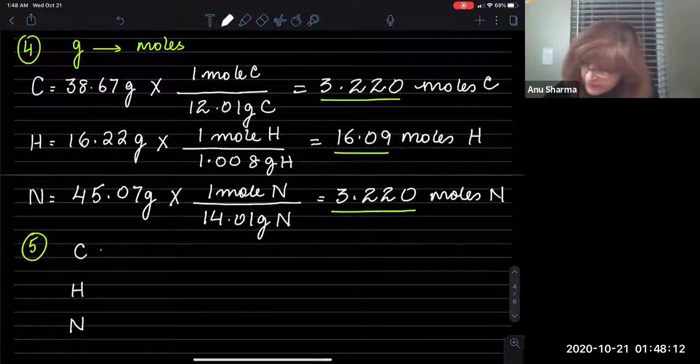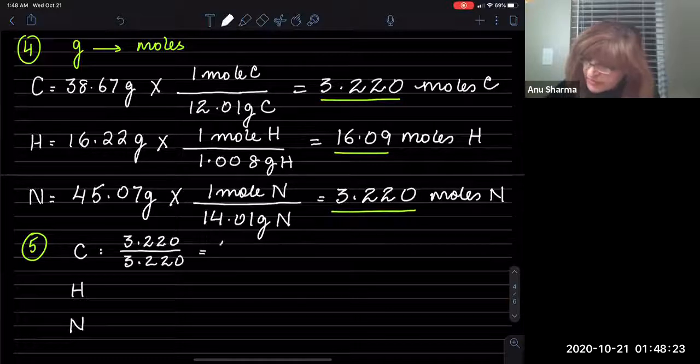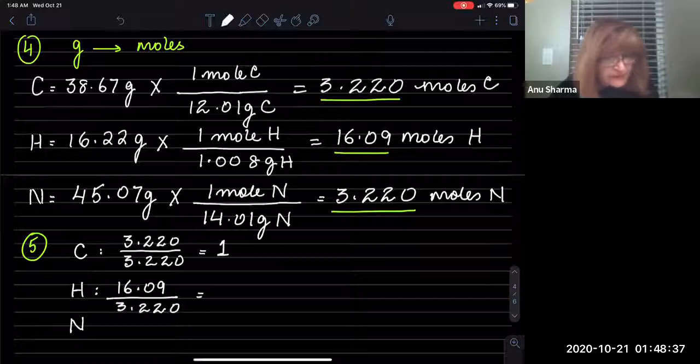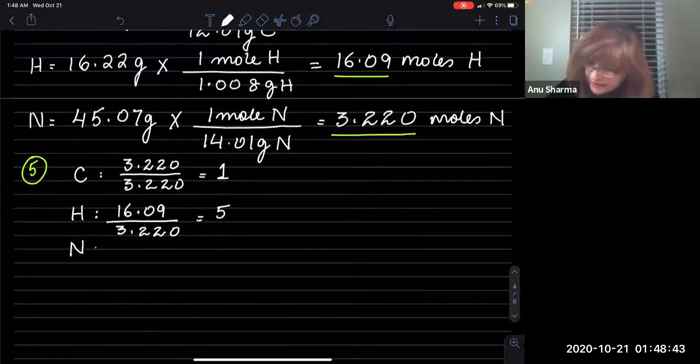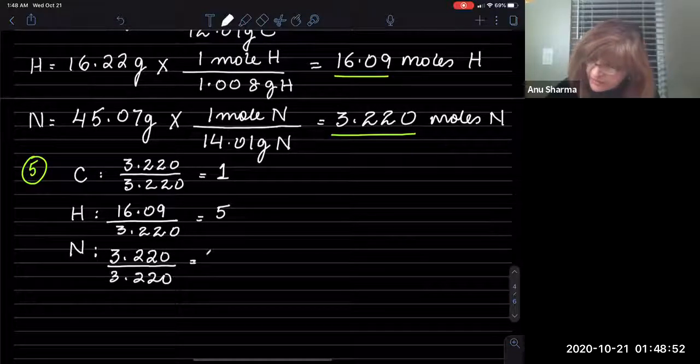And here we have carbon, 3.220 divided by 3.220, and this comes out to be 1. Hydrogen, on the other hand, is 16.09 divided by 3.220, and this comes out to be 5 when you solve it. Nitrogen is 3.220 divided by 3.220, and this is 1.